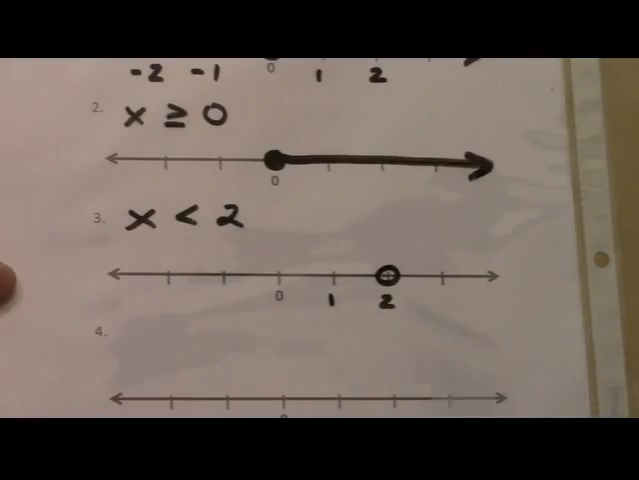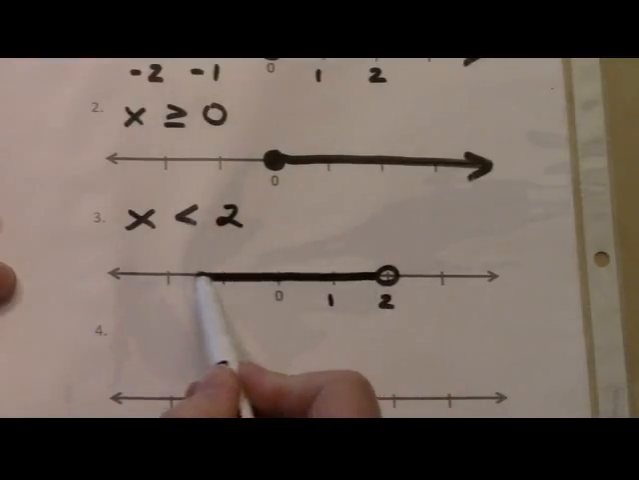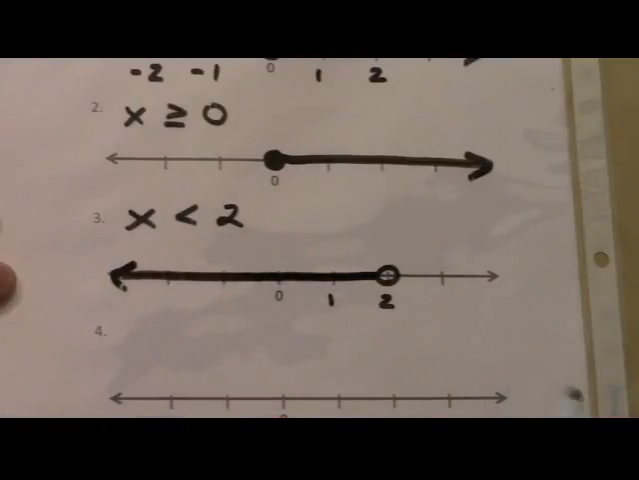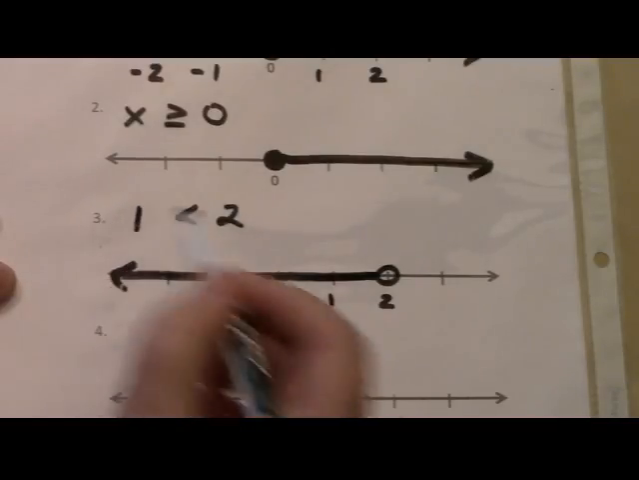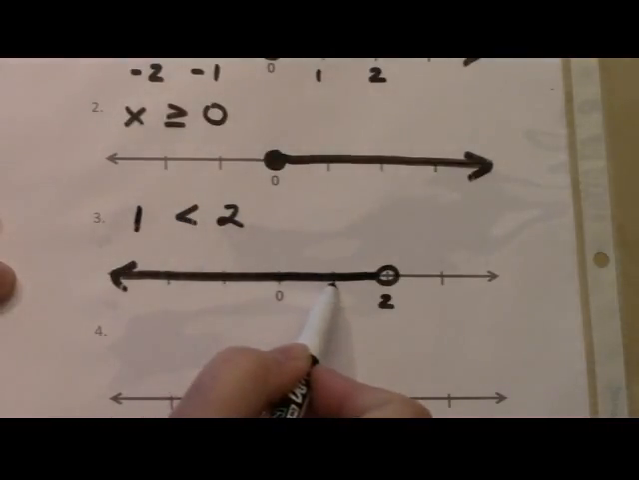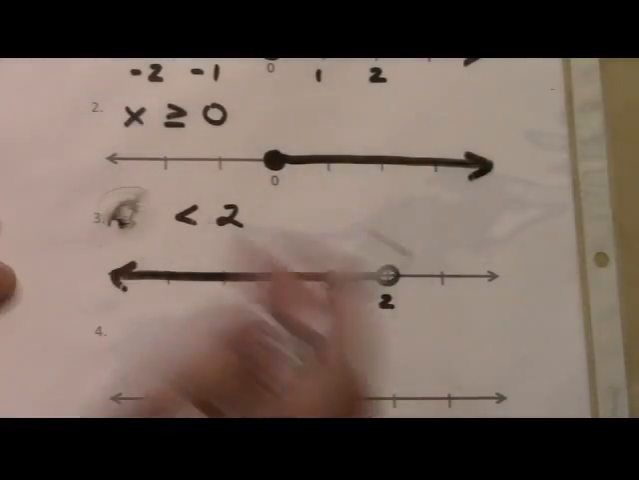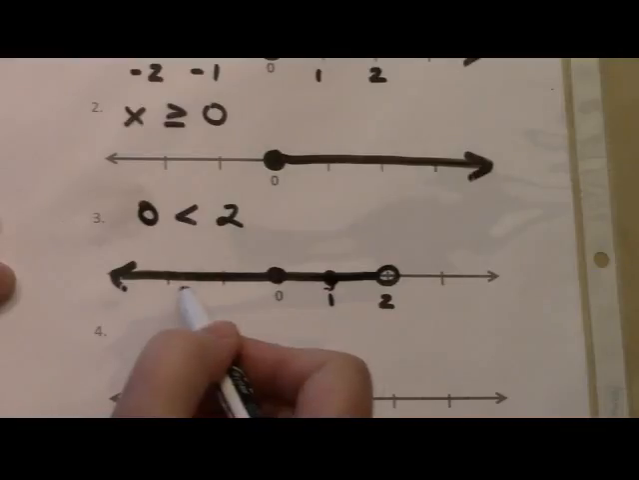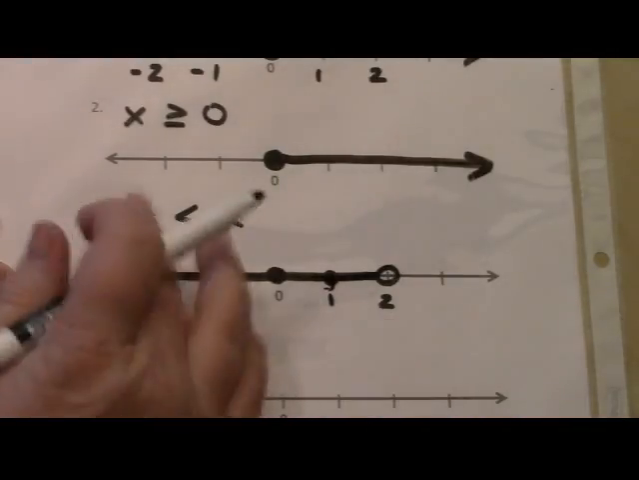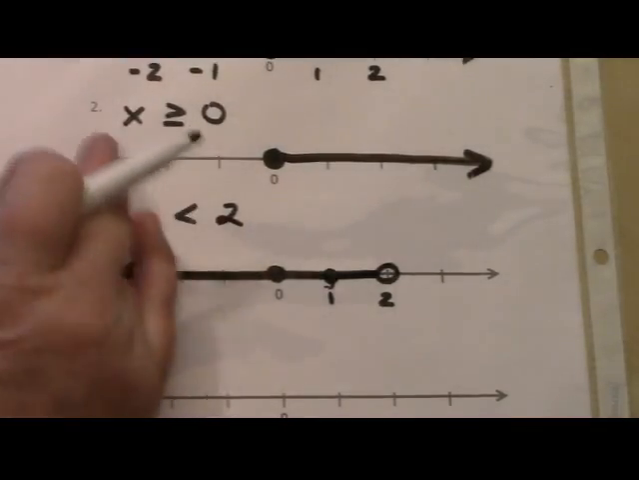Well, which numbers are less than? If x is less than 2, that means all my values to the left are going to be included. So if I were to test the number 1 and substitute a 1 in for x, is 1 less than 2? Yeah. What about if I put in 0? Is 0 less than 2? Yeah. That's why my arrow is going to the left.